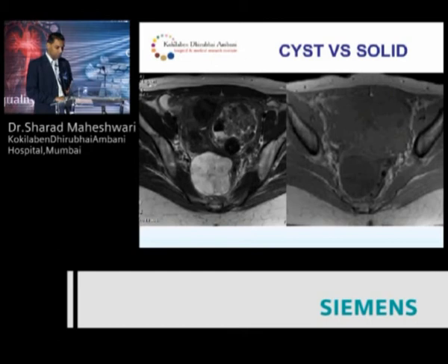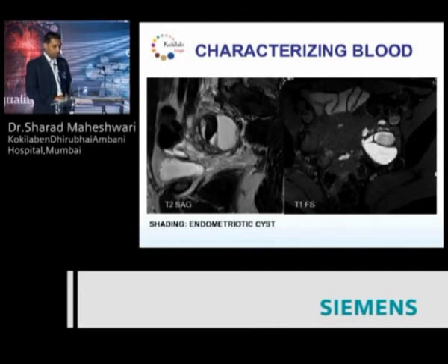Now, cyst versus solid, we all know. This is the same case I showed with spectra: cystic mass with solid components. This is a fibroid, very weird appearance. I could not explain the difference, but on T1, T2 you can make out that it's solid, plus we gave contrast later.